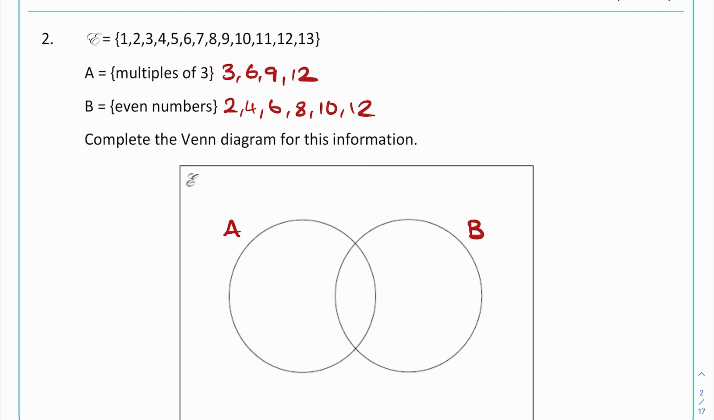Now we want to find what numbers are in the intersection. So you can see in both those lists we have a 6 and in both those lists we have a 12. So 6 and 12 go in the intersection. Remaining in A we have 3 and 9, and in B we have 2, 4, 8 and 10.